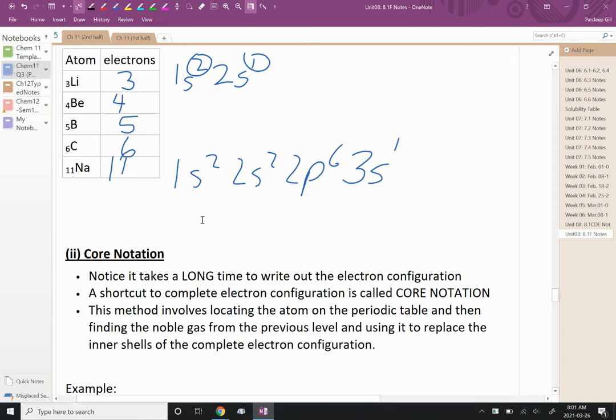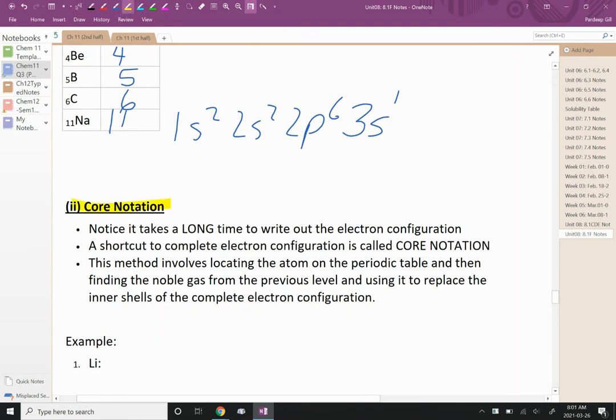So instead of taking all that time to write this out, there is a shortcut called core notation. Core notation simply involves taking the noble gas from the previous level and using it to replace the inner shells of the complete electron configuration. If we're looking for a noble gas, we're looking for a p6 configuration. If we have a p6 configuration, then we have a noble gas and we can find it. So here we have 2p6. That is going to correspond to neon. So this entire configuration right here corresponds to neon.